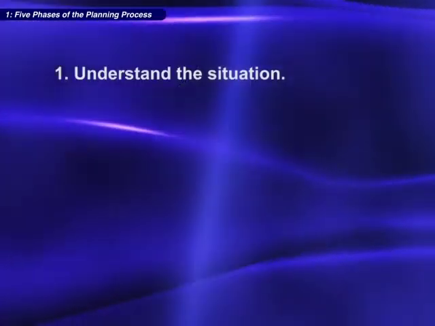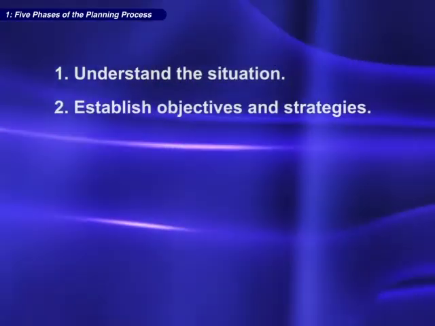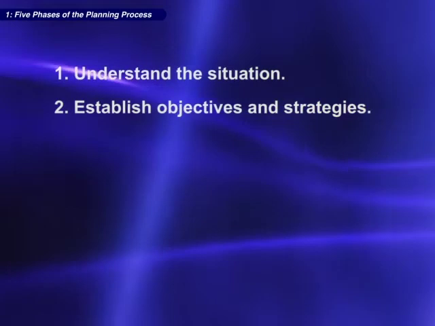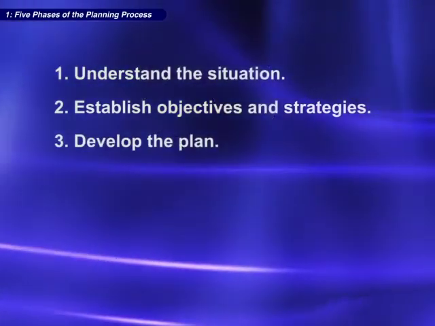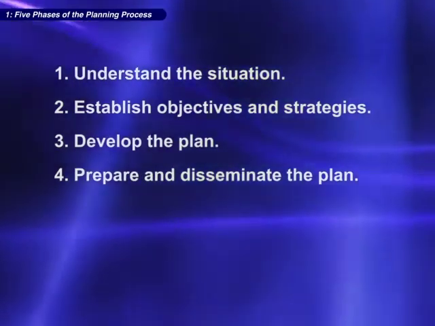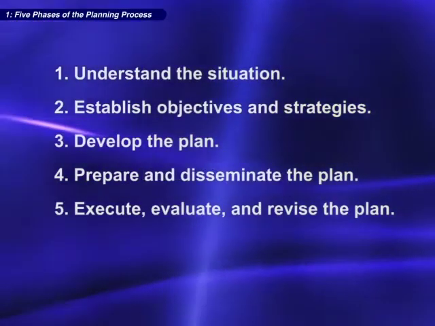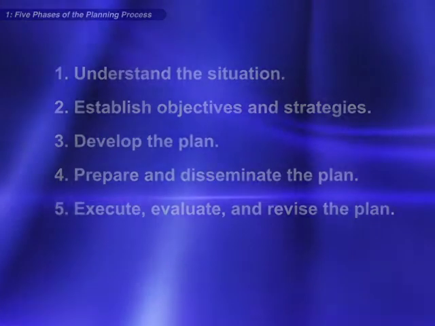The action planning process is built on 5 phases. These phases are: 1. Understand the situation. 2. Establish objectives and strategies. 3. Develop the plan. 4. Prepare and disseminate the plan. 5. Execute, evaluate, and revise the plan.